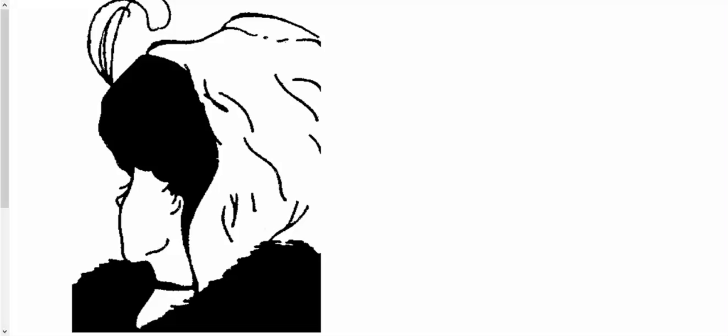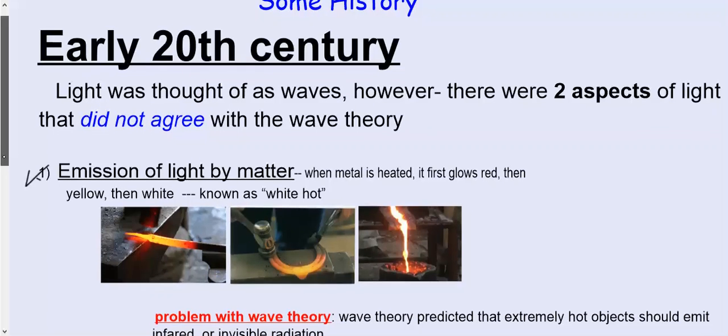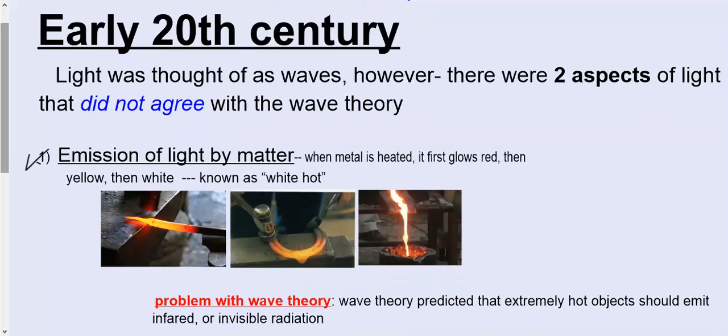A little bit of history here. We covered this in honors chemistry, but in the early 20th century, light was thought of as waves because it had measurable wave characteristics. It had a wavelength, it had a frequency. But there were two aspects that couldn't be explained by the wave theory of light. One is the emission of light by matter, the way you heat something up and it glows orange and then goes white hot. The wave theory predicted that hot objects would glow with infrared or invisible radiation. That's one problem with the wave theory, with light as waves.